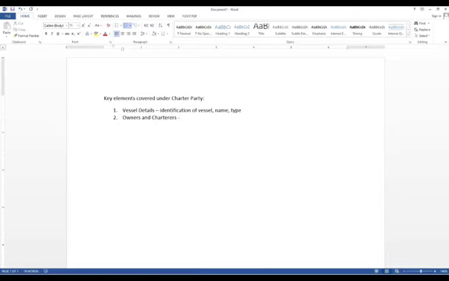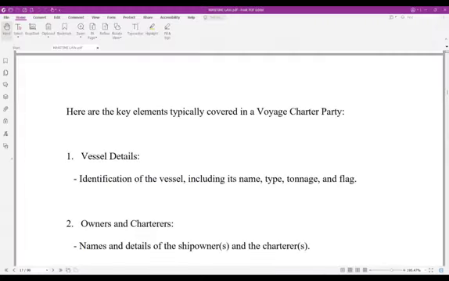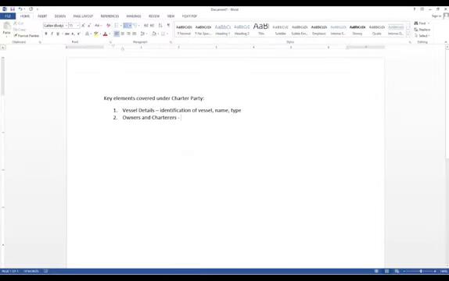The owners and the charterers. And it contains names of the ship owners and the person hiring the vessel. Ship owners and charterers. This entails the names of the ship owner and the person hiring the vessel.